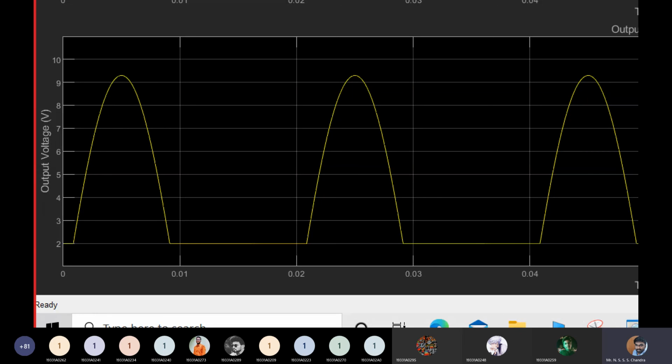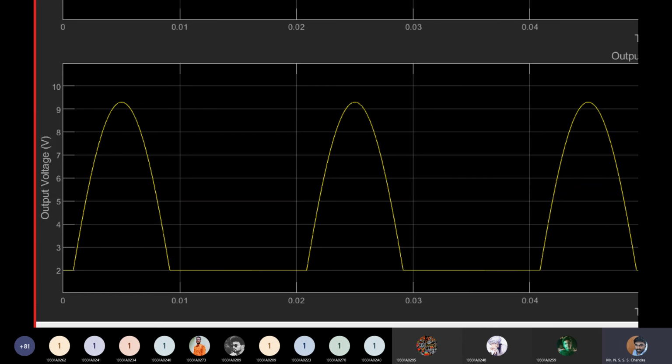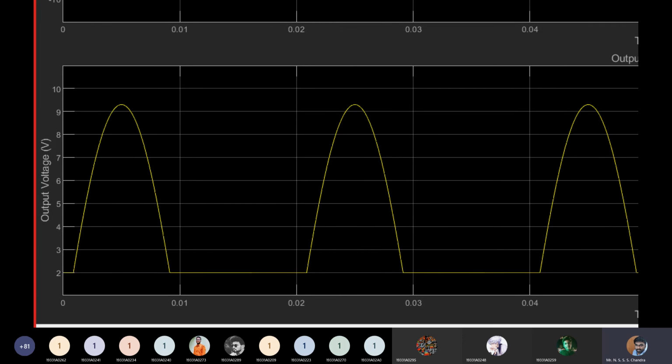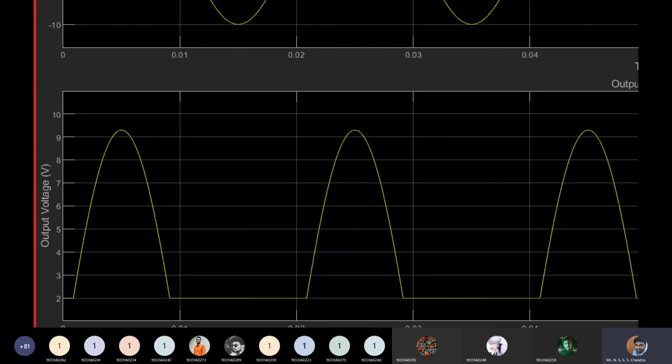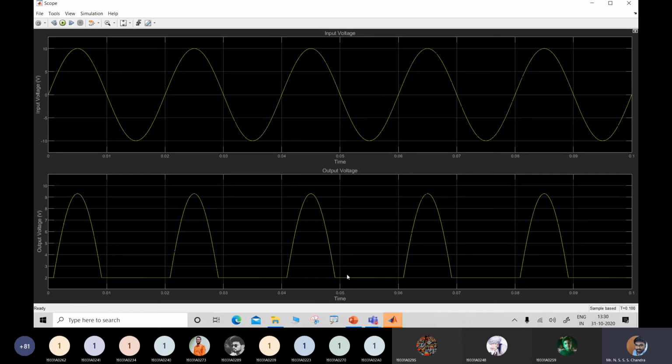So we have removed the portion of the waveform below 2 volts, and for the remaining portion your voltage is exactly the same. What's the peak value? Is it equal to 10 volts? 9.3, sir. Because Vo is equal to Vin minus VD when the diode is in conduction mode. So it is 9.3.